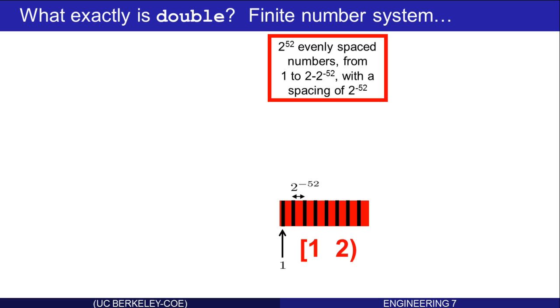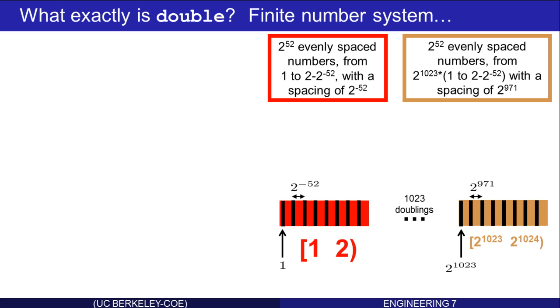We could double that many times. Imagine doing 1,023 separate doublings, and finally we end up with 2 to the 52 evenly spaced numbers from this incredibly large number, 2 to the 1,023, all the way to almost twice that. The spacing between the numbers is 2 to the 971.